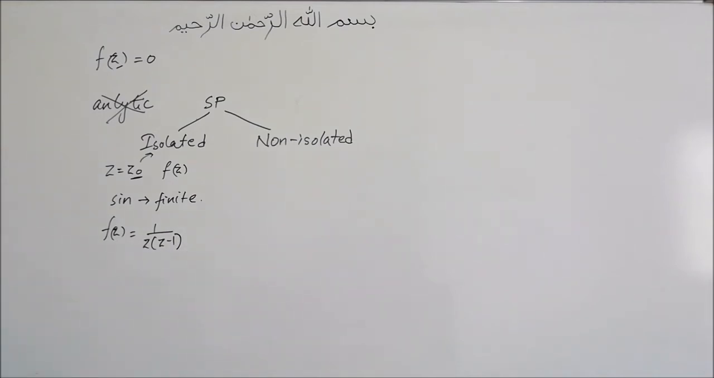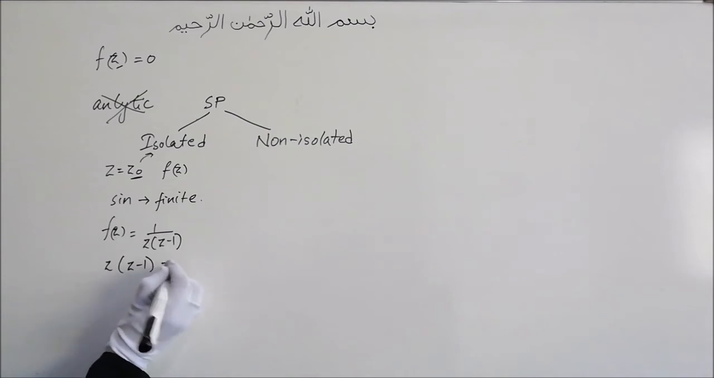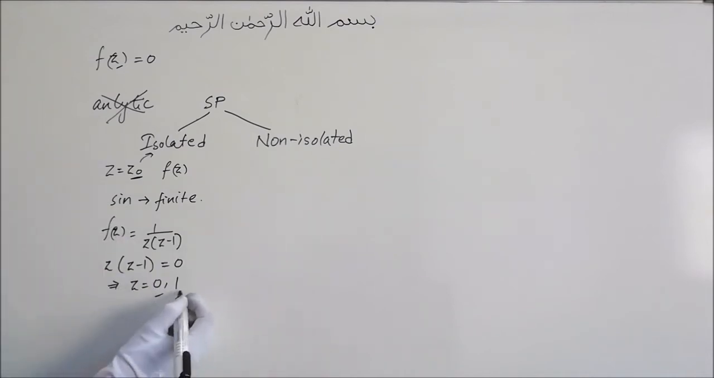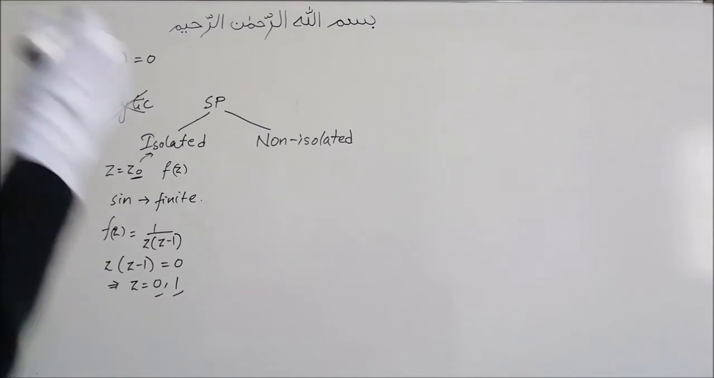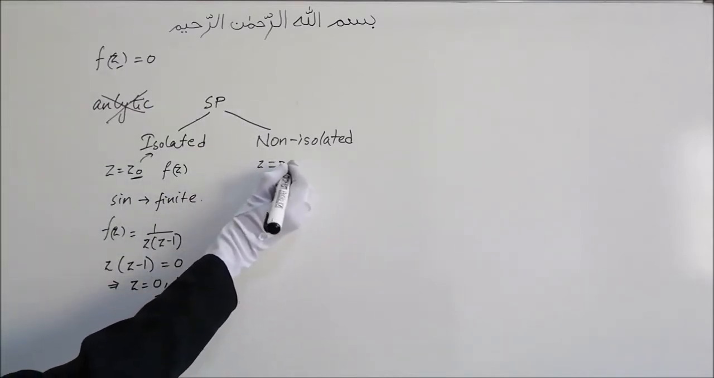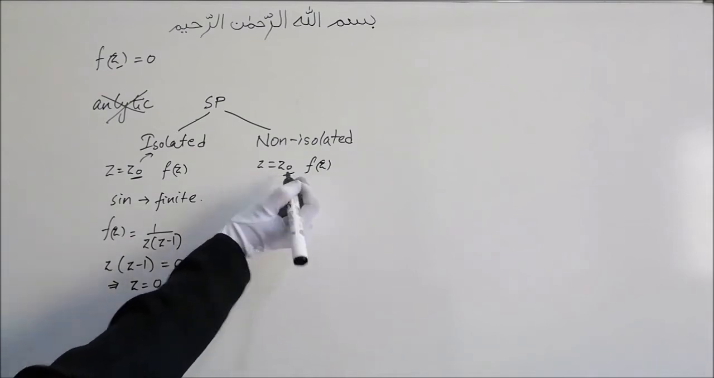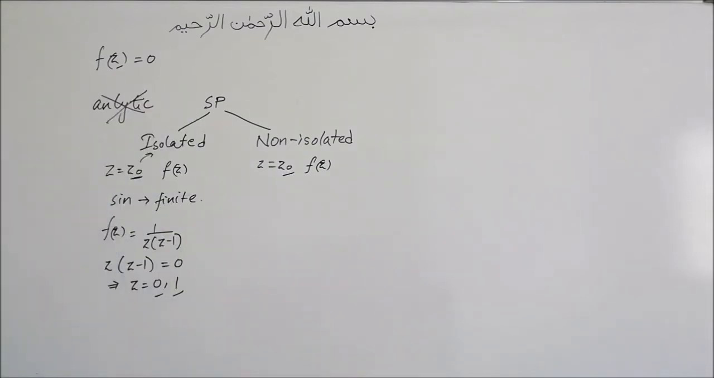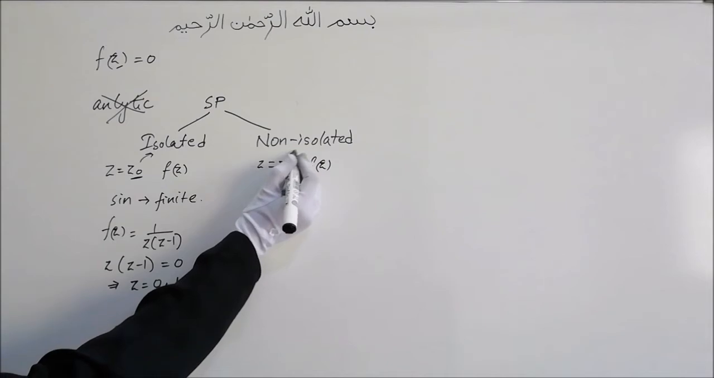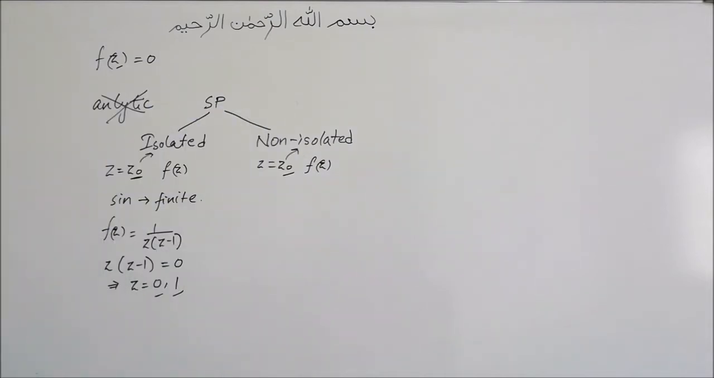We know for finding the singular points, we take the denominator equals to 0. So we get z into z minus 1 equals to 0, and this implies z equals to 0 and 1. Both these 0 and 1 are the isolated singular points. But if z equals to z naught is a singular point of our function f of z, and this point cannot be isolated from the neighboring singular points, then this z naught is called as the non-isolated singular point.